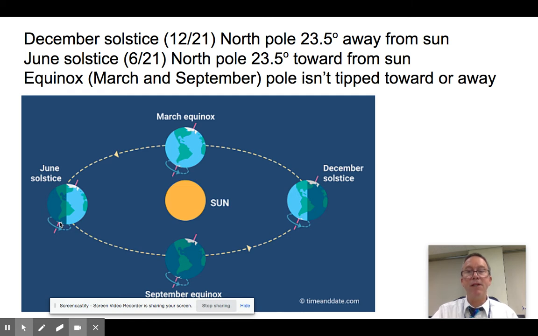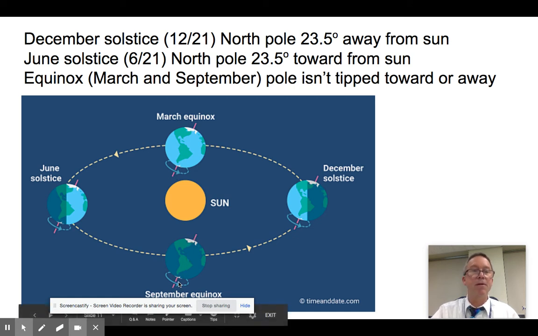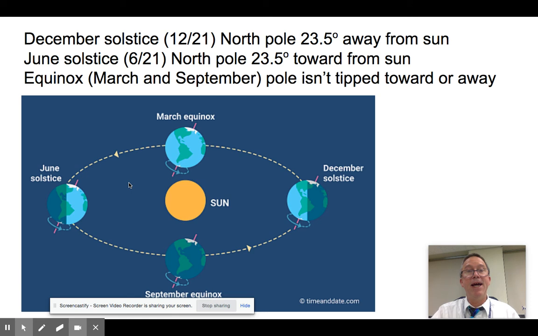Now we also have what are known as the equinox days. So the equinox occurs on March 22nd and September 22nd, and these are days at which the rotational axis of the Earth is neither tipped towards nor away from the sun. So, in other words, if it's tipped 23.5 degrees away in December and 23.5 degrees towards in June, at the midpoint, it's not tipped either way. It's transitioning from being tipped away to being tipped towards, but it's neither on these 2 days.